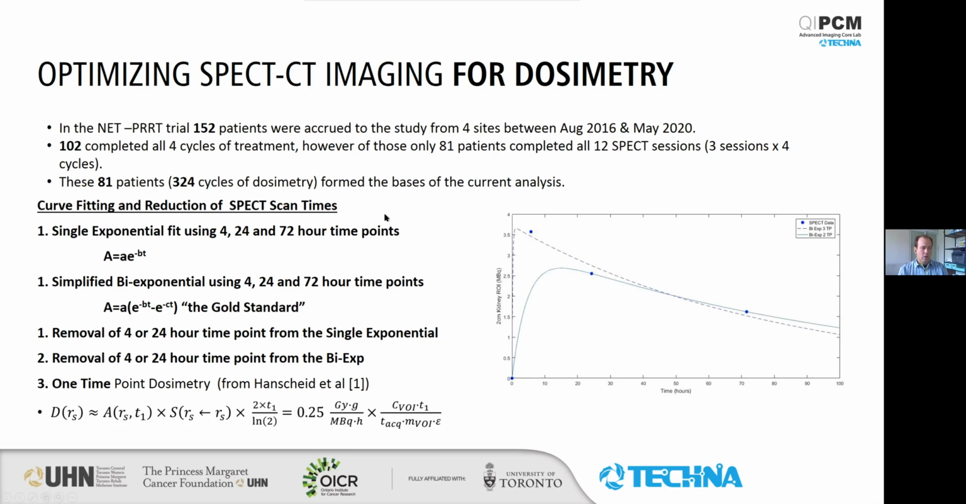And recently, some other groups have provided the insight that we might actually be able to get away with just doing one time point dosimetry. This means they use a population-based curve as well as the value of your data at the 72-hour time point, and just use a simple formula to calculate the dose.